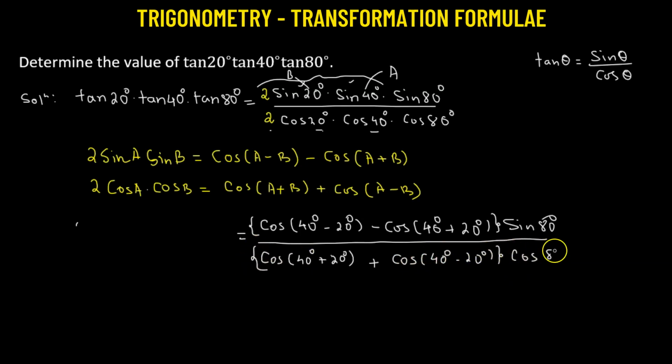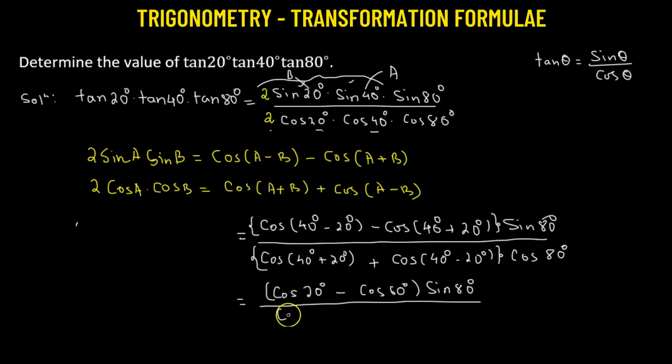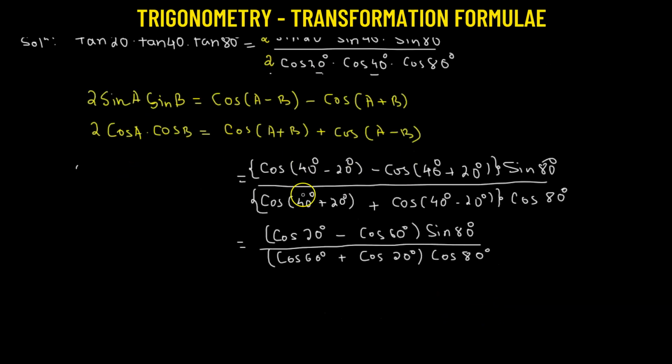cosine of 80 degrees. Fine. So this is now going to give us cosine of 40 minus 20, which is 20 degrees, minus cosine of 40 plus 20, so that's 60 degrees. So we have cosine of 60 degree, to it we are multiplying sine 80 degrees, whole divided by cosine of 40 plus 20, so that's cosine of 60 degrees, plus cosine of 40 minus 20, so that's 20 degrees, whole multiplied with cosine of 80 degrees. Fine. Let's further simplify this.